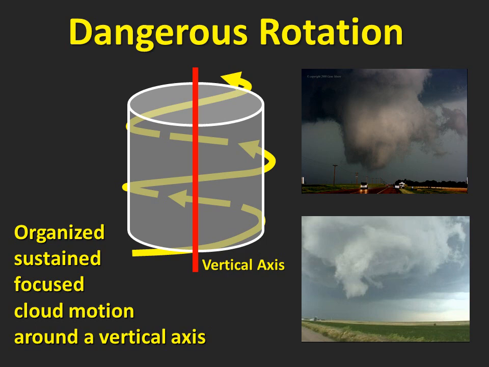In this diagram, the cylinder represents the cloud we're watching. Rotation would be cloud motion like a merry-go-round in a circle around the imaginary pole running through the middle of the cloud. This motion would be focused around this axis and persistent for several minutes. If you see clouds moving, but they're not focused around a vertical axis like this diagram, then it's not rotation.